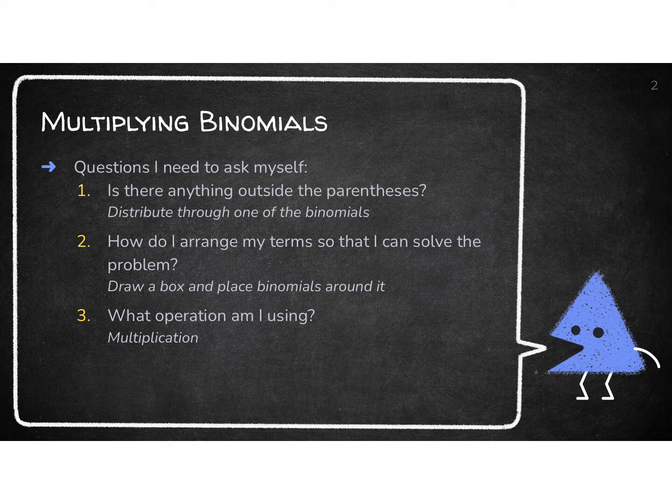Okay, so if there's anything outside the parentheses, we're going to distribute it through, but it only goes to the first binomial, or the first set of parentheses. You're going to see two sets. If you have something out front, it only goes to the first set. We don't do anything with the second one.